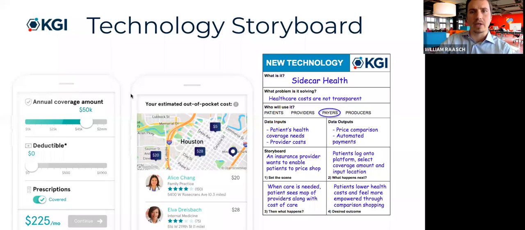All right. Anyway, so Sidecar Health, what they do is help you do this sort of price shopping from a healthcare perspective. So if an insurance provider wants to enable patients to price shop, their patients log on to this platform, select the coverage amount, and then their location. When their care is needed, they can see a map, like shown right here, that enables them to compare prices based on different practices or hospitals that they might go to. And the overall outcome is that the patient can lower their health costs and feel more empowered by having done this comparison shopping.